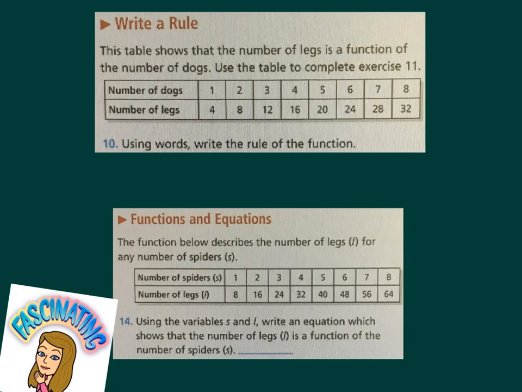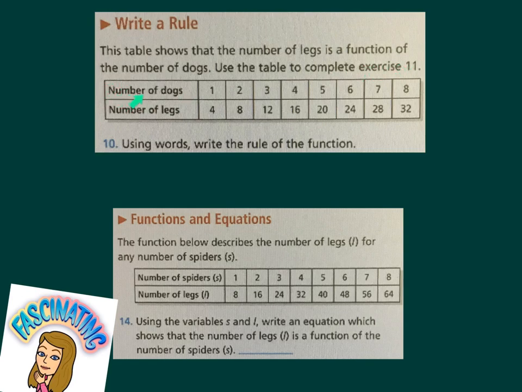Now, we come to the last skill I'm going to teach you today, where they give you the table, but you don't have to do any work, which is kind of nice. The robot's already finished it for us. We just have to figure out what the rule was and write it using words. Remember, the rule is basically what was the robot programmed to do. So this table shows the number of legs is a function of the number of dogs. So use the table to complete exercise 11.